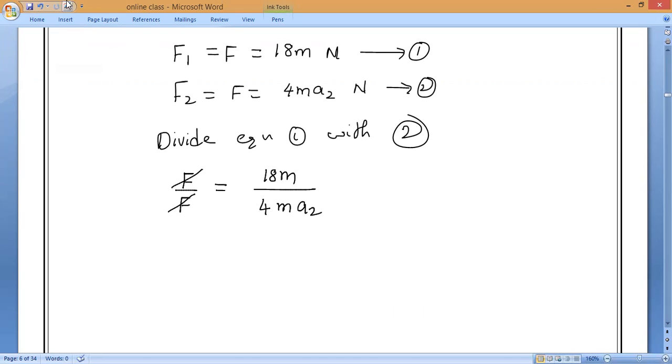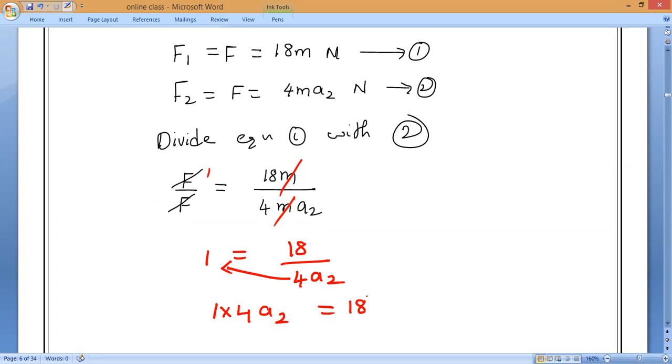Now, F and F will get cancelled, and we get 1. Now, M and M will get cancelled. Observe very carefully. So now 1 is equal to 18 divided by 4A2. Now 4A2 will come to this side as multiplication. So 1 into 4A2 is equal to 18.